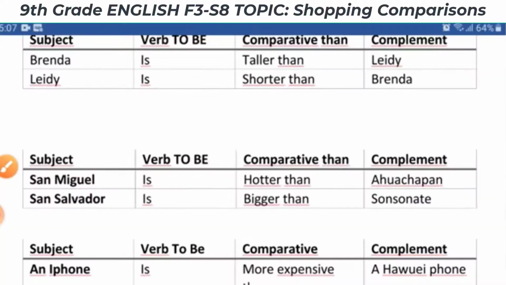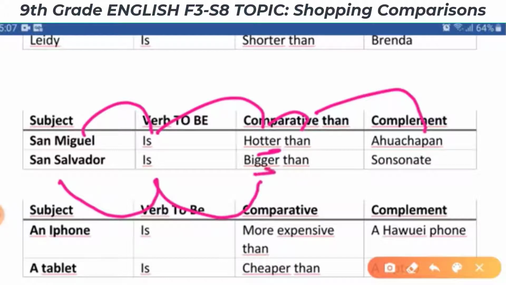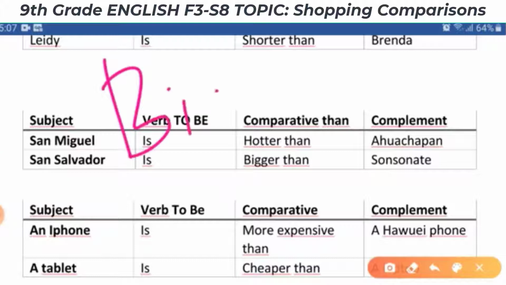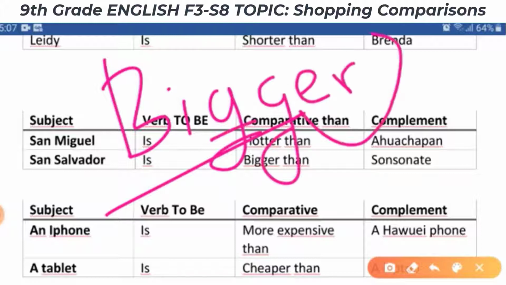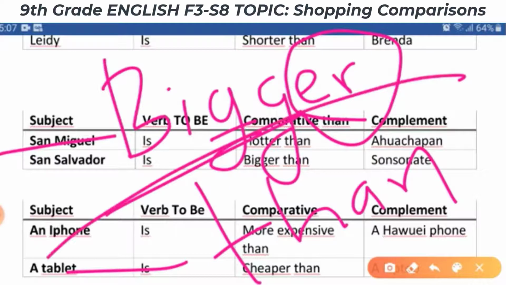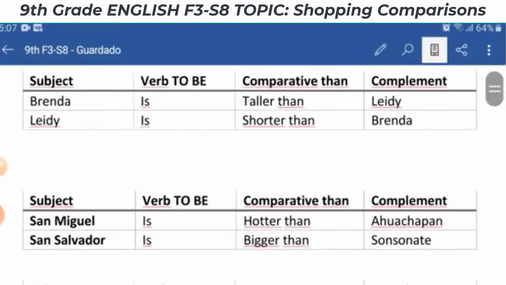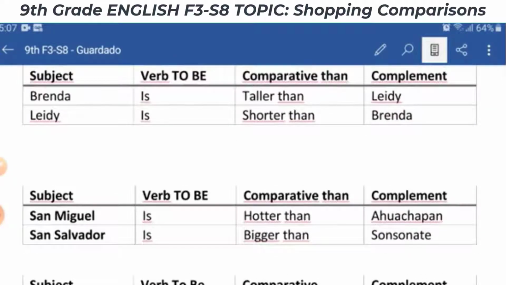Let's see another example here. San Miguel is hotter, fíjate, double T, hotter than Ahuachapán. San Miguel es más caliente que Ahuachapán. Yes? San Salvador is bigger, ahí va la double G, bigger than Sonsonate. ¿Por qué llevan doble? Porque, como decíamos, son adjectives bien cortos. Yes, big, terminan en un consonant sound. Entonces, duplicate the consonant y añades ER y le pones al final than. Y ya está la comparación. Más grande que San Salvador is bigger than Sonsonate, for example. Okay? So, you can take a screenshot of these examples because they will help you later.